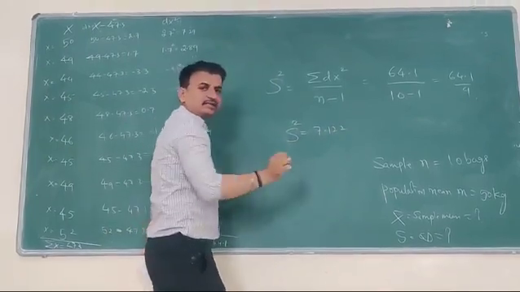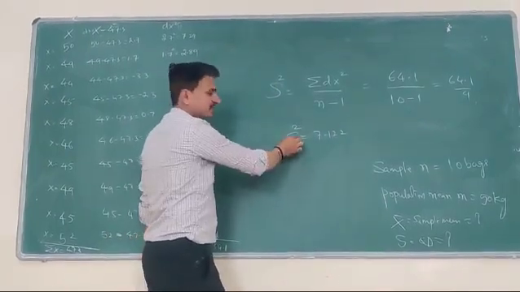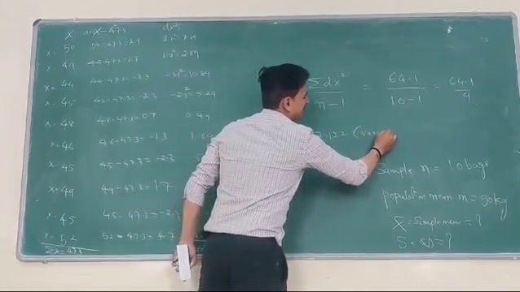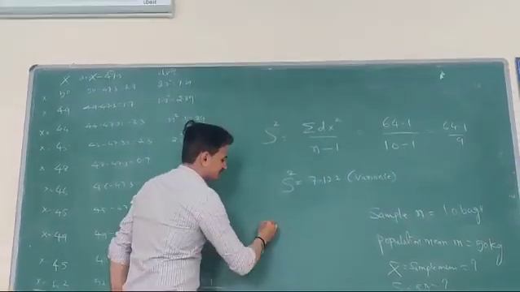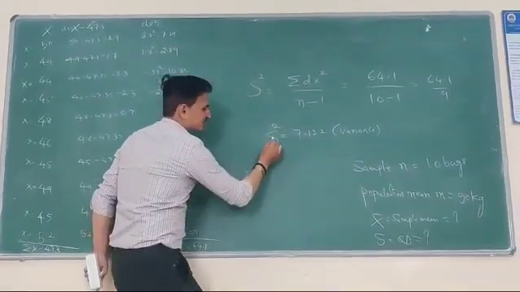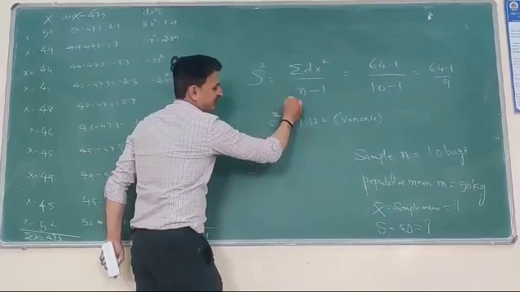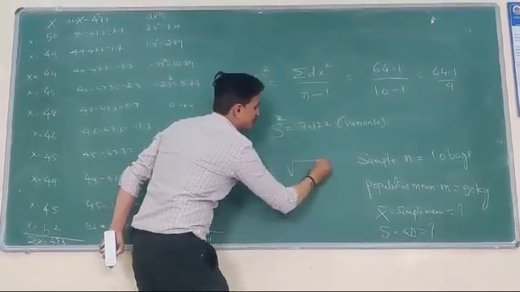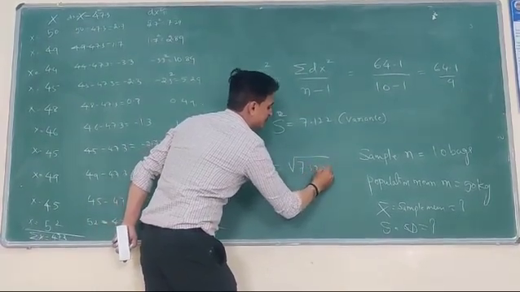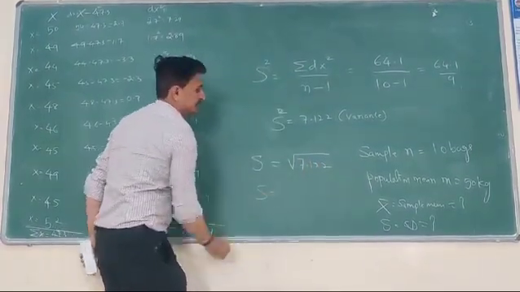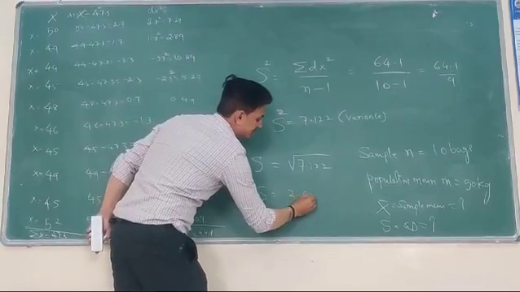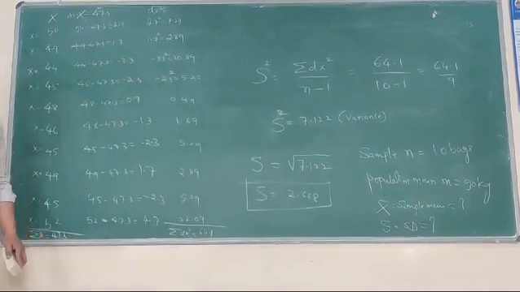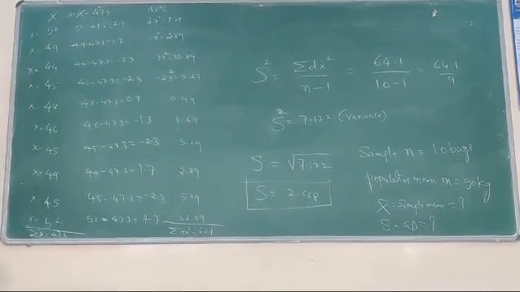So s is nothing but the standard deviation. In hypothesis testing, s square indicates variance. We don't want variance, we want standard deviation. So if I push the square from the left side to the right side, it will become a square root. So what is the standard deviation? 2.668. So this is our standard deviation. Are you understanding? Yes, sir.